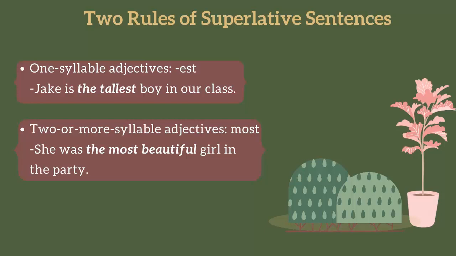One-syllable adjectives, we add the est after the adjective. For example, Jake is the tallest boy in our class. We use the article the and we added est at the end of the adjective. The second rule is two or more syllable adjectives. We use most. For example, she was the most beautiful girl in the party.